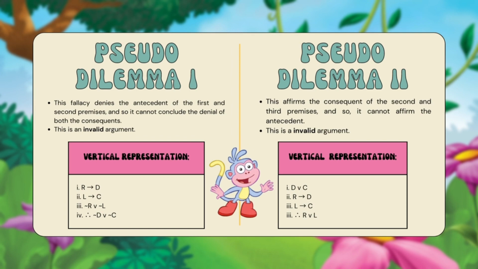Its structure is depicted as: the first premise is D or C, the second premise is if R then D, the third premise is if L then C, the conclusion is therefore R or L. This invalid argument does the opposite. It affirms the consequent of the second and third premises, and so it cannot affirm the antecedent. That concludes Module 6. If you understand the discussion, say argument.